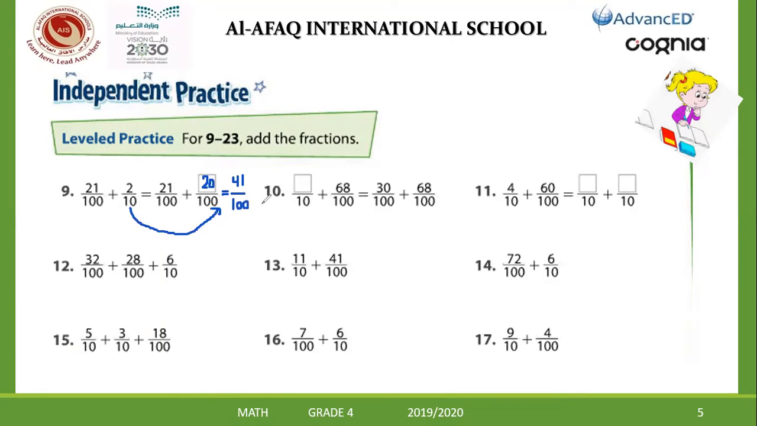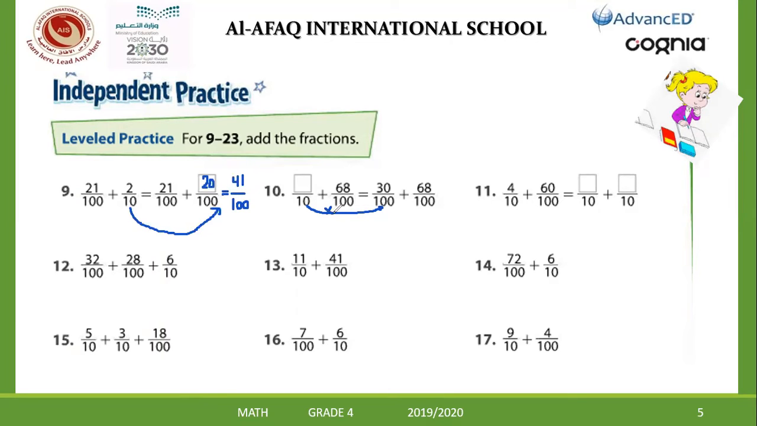Next one. What over 10 plus 68 over 100? The first fraction here is rewritten as 30 over 100. So what happened here for the denominator to be 100? 10 multiplied by 10 will be 100. So the denominator was multiplied by 10.